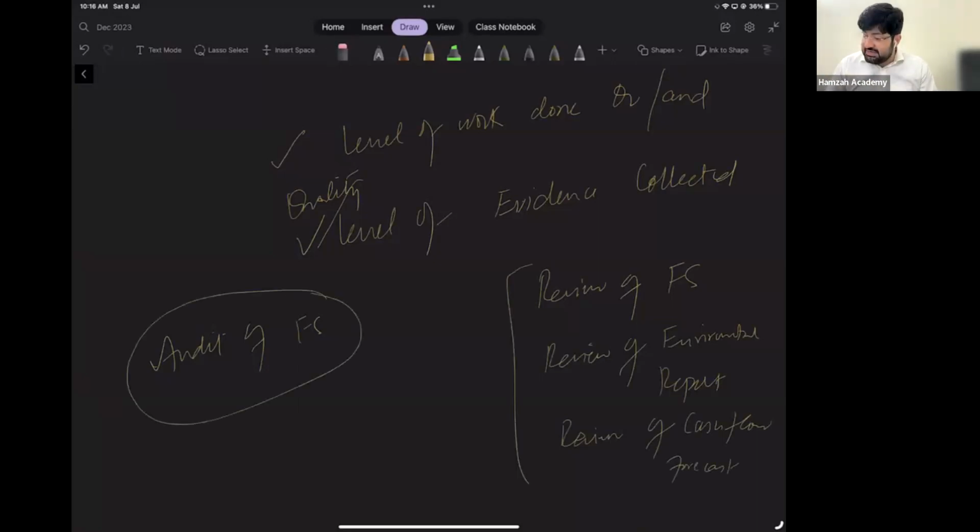In the audit, level of work is high. Quality of evidence is high. In the case of review, level of work is low, or quality of evidence is low. Judgment is involved. We cannot be that much sure over there.